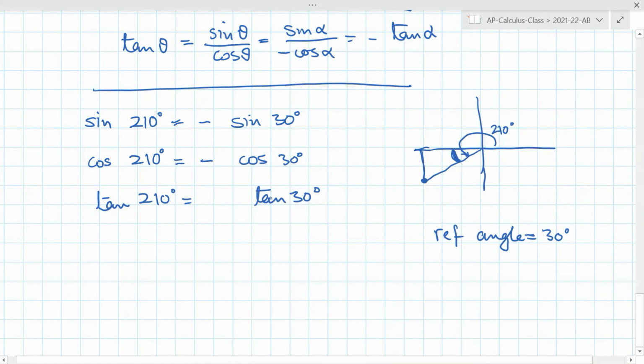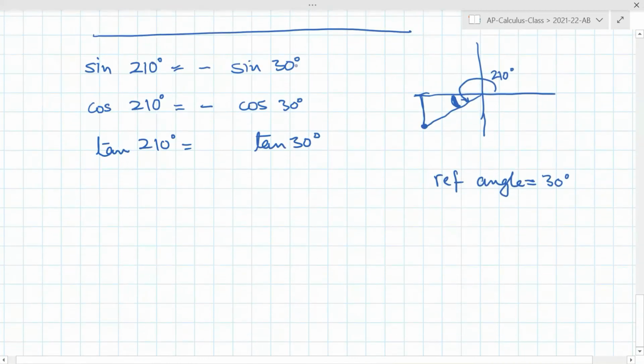Right? Do we know what is sine 30 degrees? Sine 30 degrees is half, so this is negative 1 half. Yes, so this is negative root 3 over 2, and this is 1 over root 3.